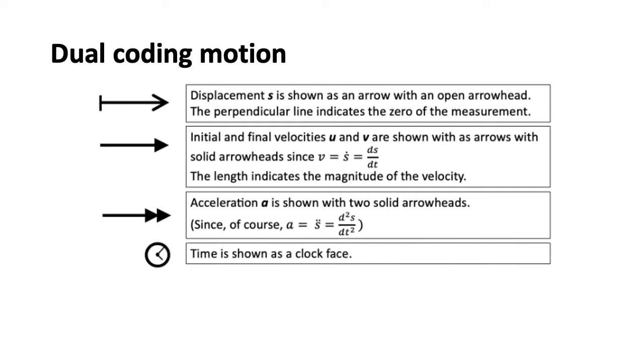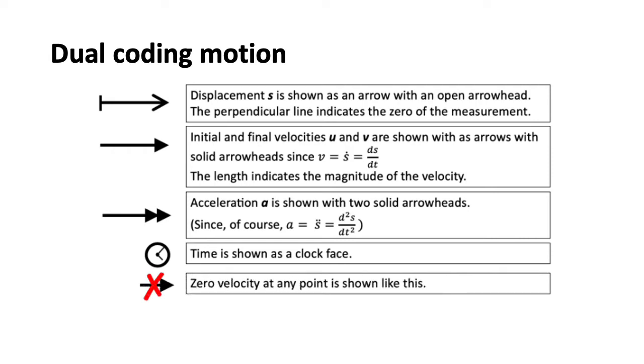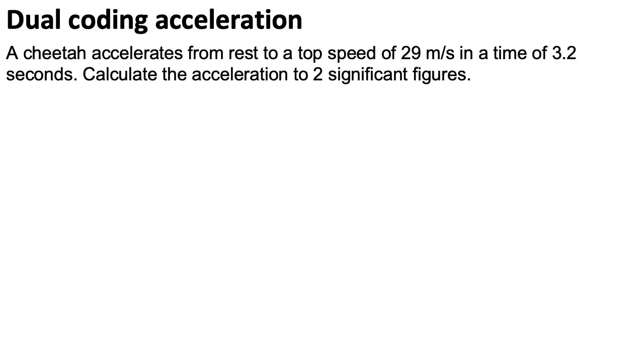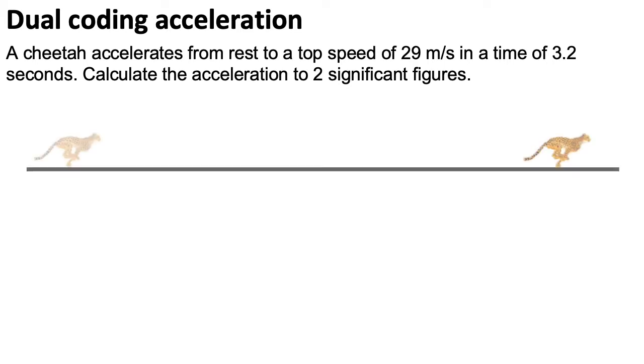Time is shown as a clock face, and if we need to indicate that something is zero, very often I draw an arrow and put a cross through it to show that that quantity is 0. Let's see how we would use this dual coding method to help students understand what's going on in a GCSE level question. Well, we start with a diagram and then we just annotate the diagram as we go.